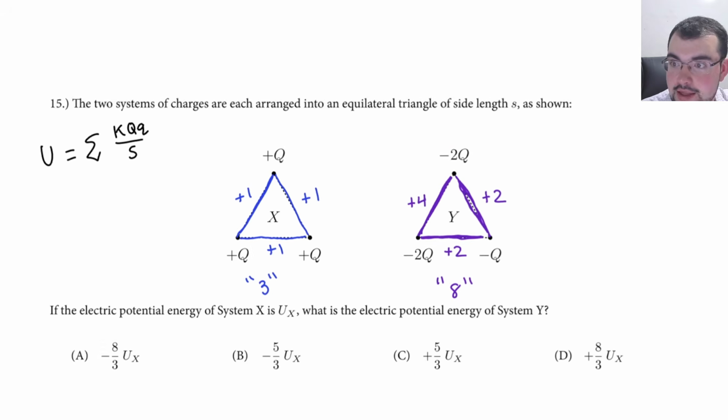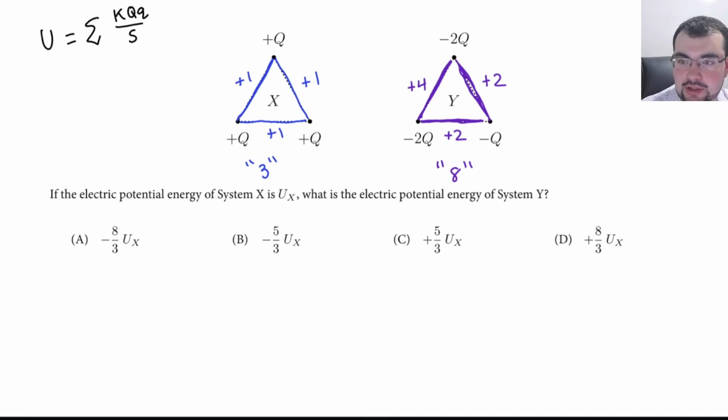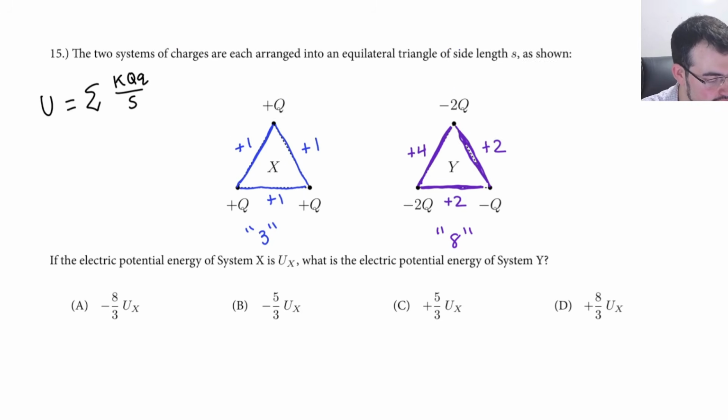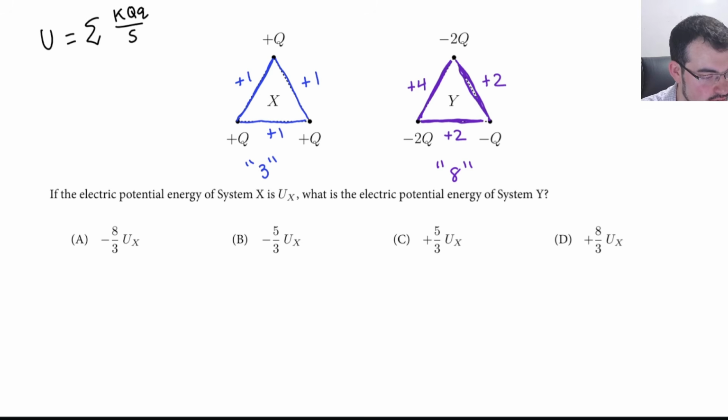So we see that both of these systems have positive potential energy. So there's not going to be a negative in the ratio, because both of these systems cost energy to be assembled. And we see that, how do I get to 8 from 3? Well, I need to multiply by 8 and I need to divide by 3.